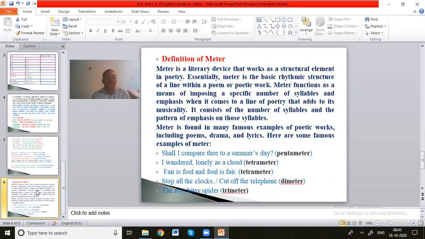So what I want to say is that if you have a poem in front of you, you can tell that this line consists of this variety of meter, that is trimeter, tetrameter, pentameter, hexameter, etc.